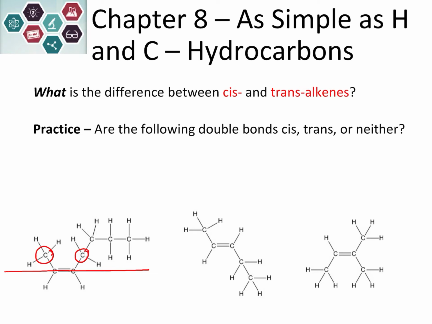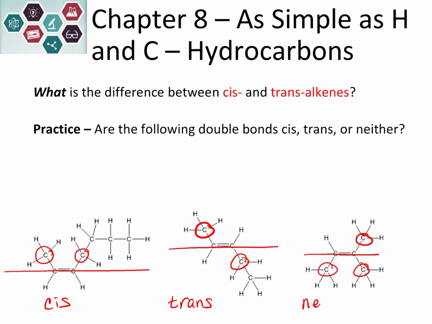And what we get are the 2 carbons are on the same side, so that is cis. If we look at the next example, we've got carbons on the opposite side of the double bond. That is trans. The last example, we actually have 3 carbons coming off of the double bond, so this is neither. You have to have 1 carbon coming off of each end to have cis or trans. If you've got 3 carbons total, or if you only have 2 coming off of the same carbon, that would also be neither.